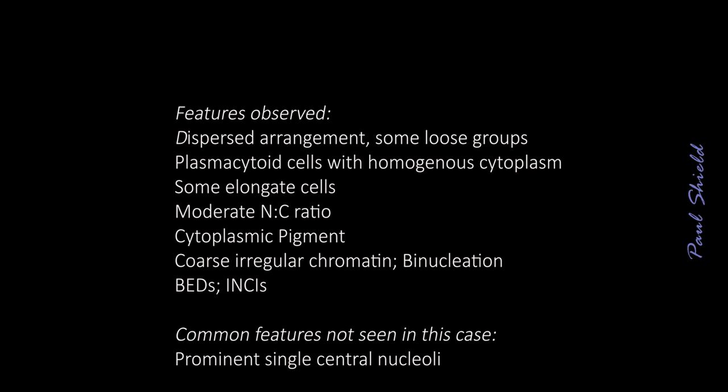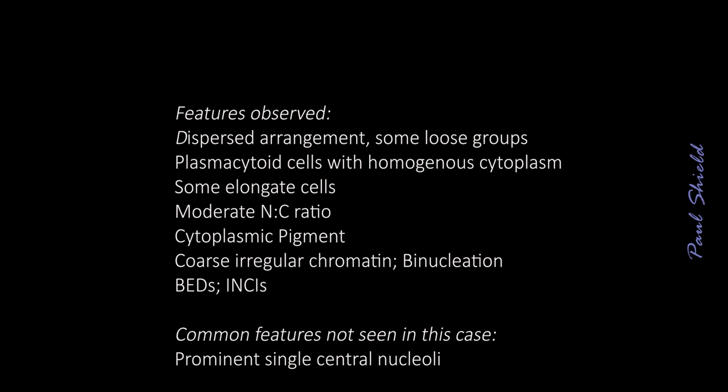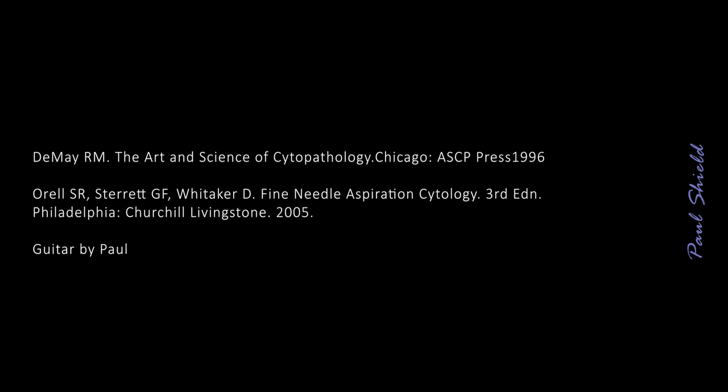Again, missing from this case were really prominent single central nucleoli, which are often a feature, but I didn't particularly notice them in this case. So this is all really in keeping with metastatic melanoma. We would process a cell block and look for negative cytokeratin staining and positive staining for pan-melanoma, HMB45, maybe S100 and Melan A, just to confirm that.